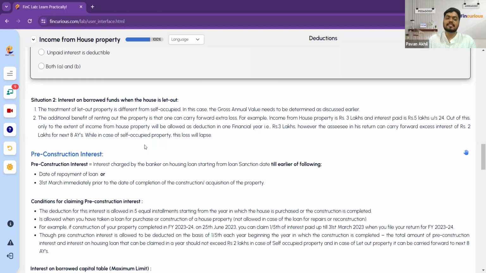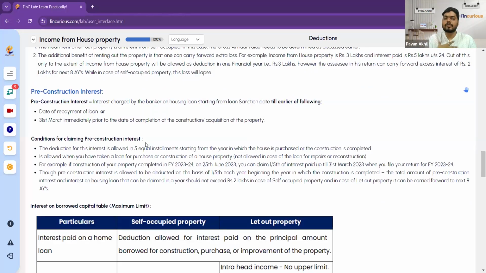This pre-construction interest is nothing but, for example, if I took a loan to construct a house on a land, then till the time I took the loan and completed the construction of the house property, I still need to pay interest and principal to the bank, right? If I took a 10 lakh rupees loan, and every month I need to pay, for example, 50,000 as EMI to the bank, the bank people will not wait for me to construct the house, right? Every month they will send me a notice stating that please pay the amount, or they will directly deduct it from my bank account.